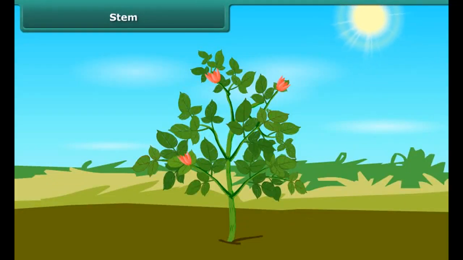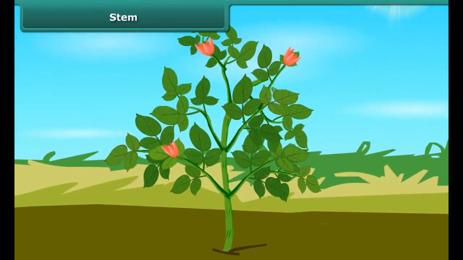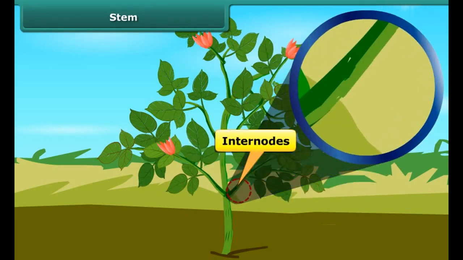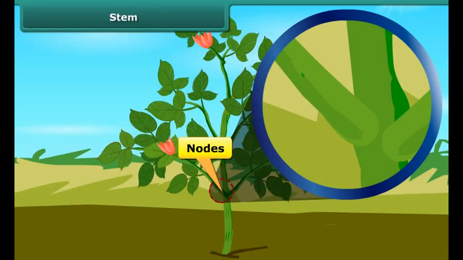The other important part of the plant body is the stem. The stem forms the main axis of the plant body, which grows towards light and away from gravity. It holds the plant body upright. It bears leaves, flowers, and fruits and exposes them to sunlight and air. The stem is divided into nodes and internodes. Nodes are the swollen portion of the plant that holds buds which grow into leaves, flowers, etc.